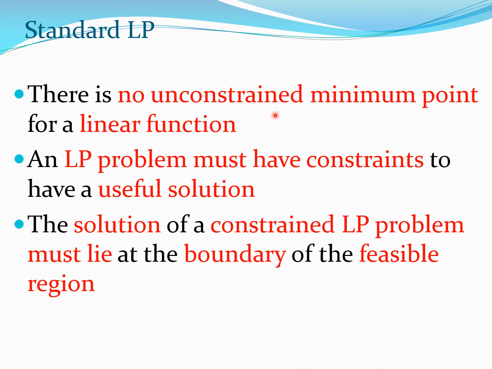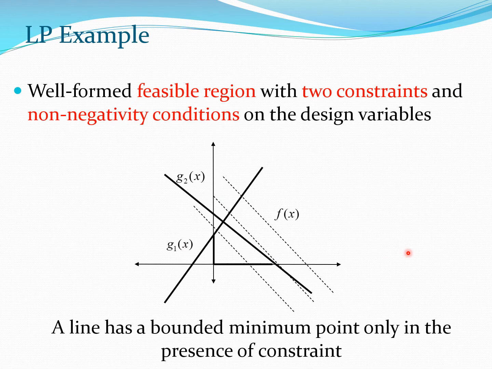So there is no unconstrained minimum point for a linear function, and therefore a linear programming problem must have constraints to have a useful solution. Also, the solution of a constrained LP problem must lie on the boundary of the feasible region. And this is easy to see graphically.